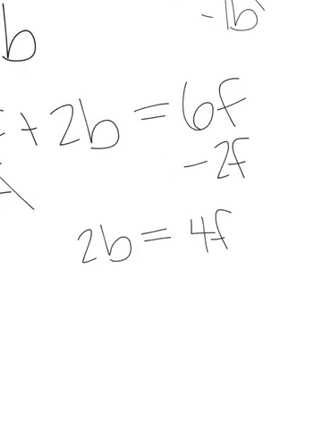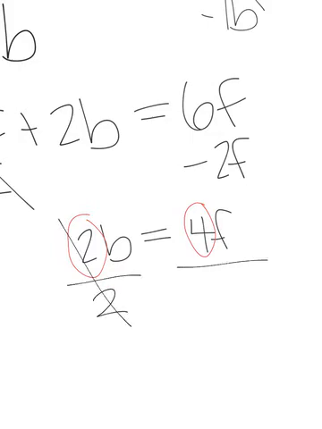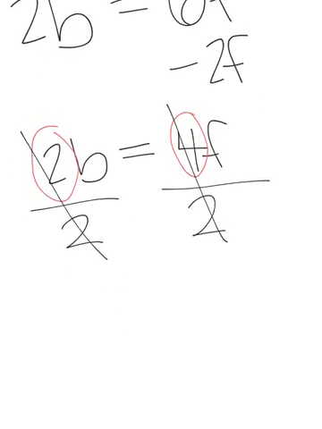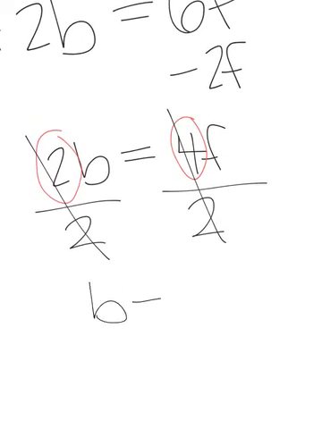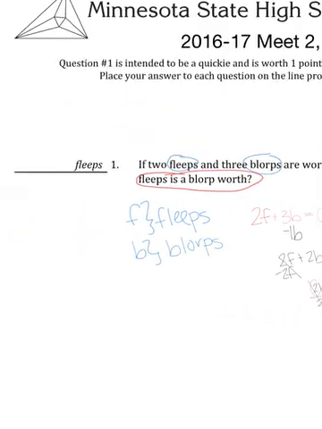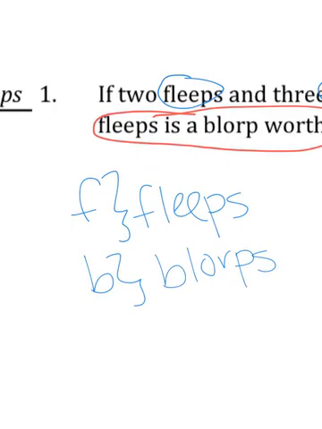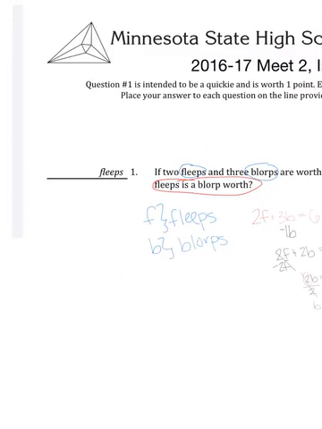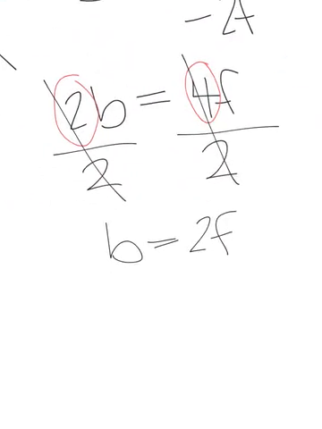Now I have all of my B's on one side and all of my F's on one side, but the problem's not entirely done. As you can see, there is a 2 and there is a 4. 2 goes into 4 2 times. Therefore, what I can do is divide both sides of the equation by 2 to cancel out the 2 on the B side. This leaves me with B is equal to 2F. And going back to earlier, we stated that F would represent fleeps and B would represent blorps. Now we have our B's all alone.